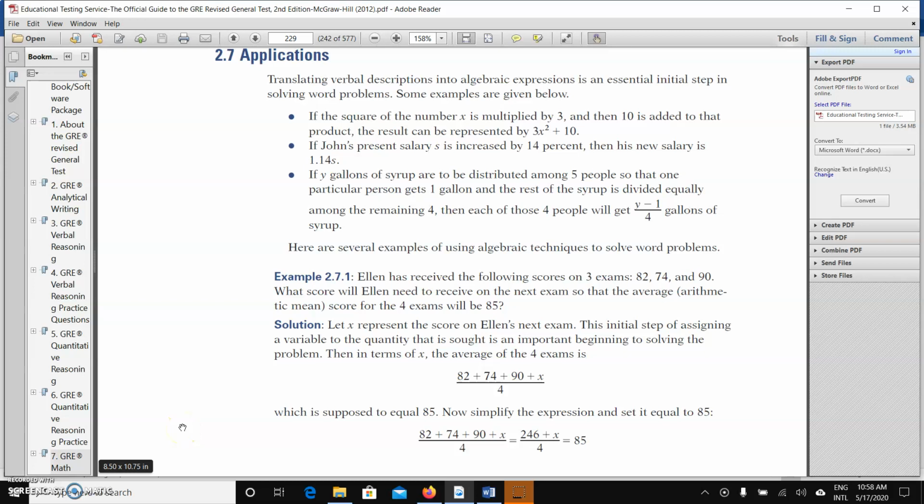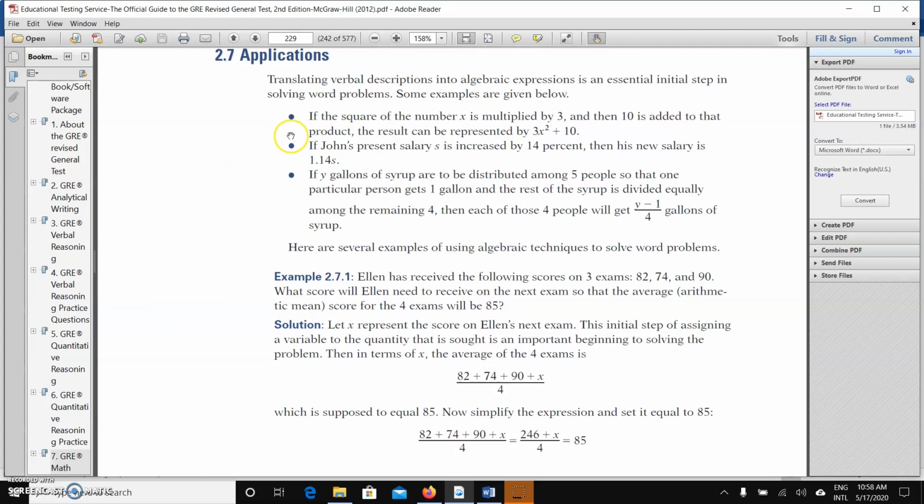So in this video we are going to be talking about application. What I meant by application is there are some algebraic expressions that are worded like this. You have to write it down, convert it mathematically, more like translating verbal description into algebraic expression. And that's an essential initial step in solving word problems.